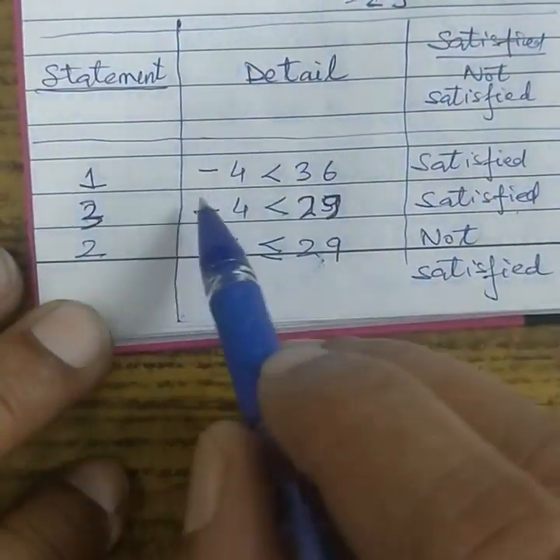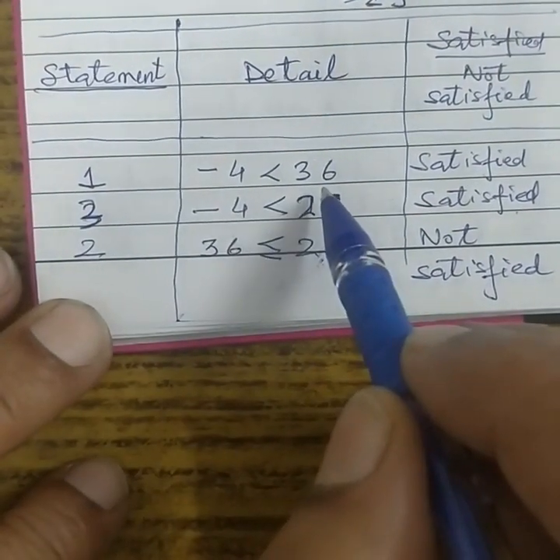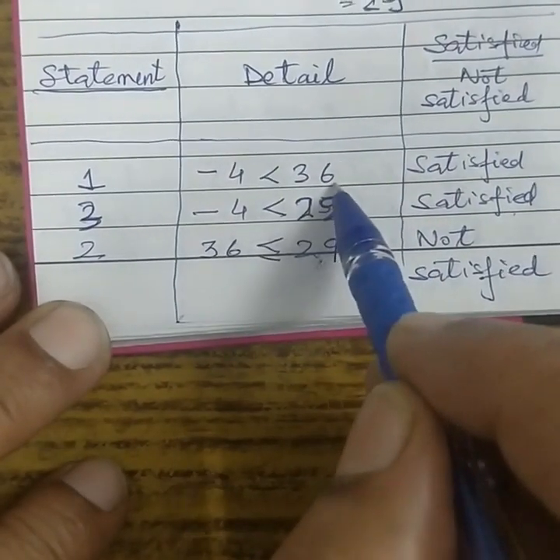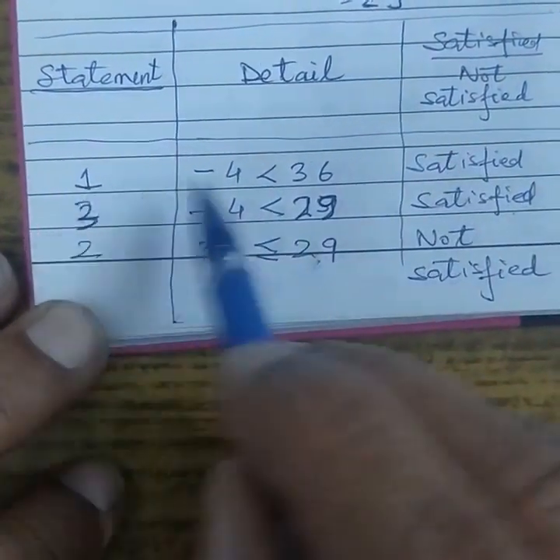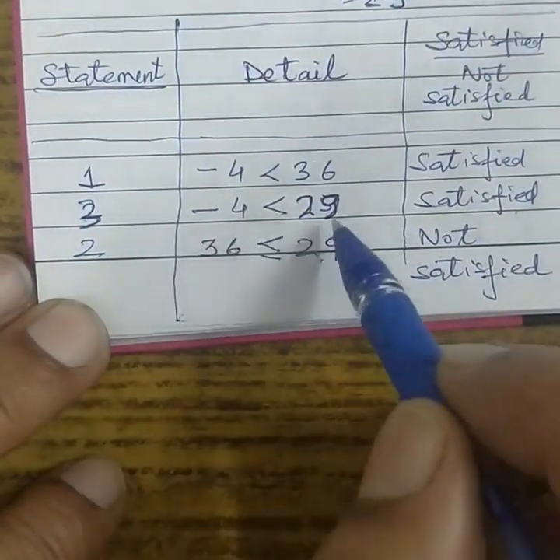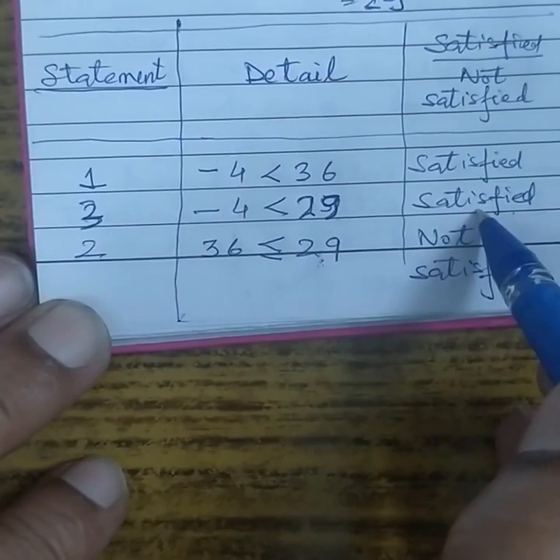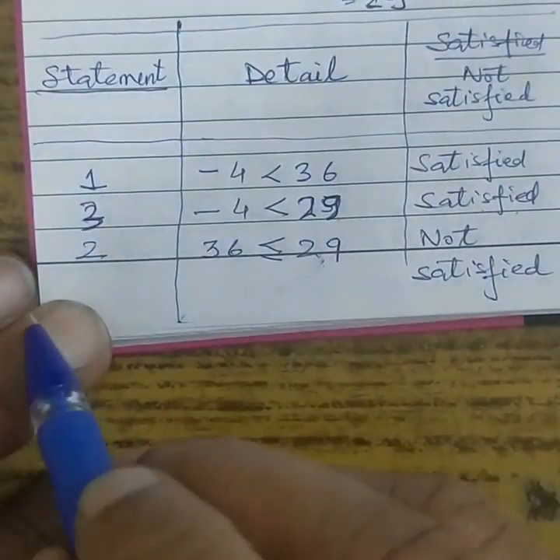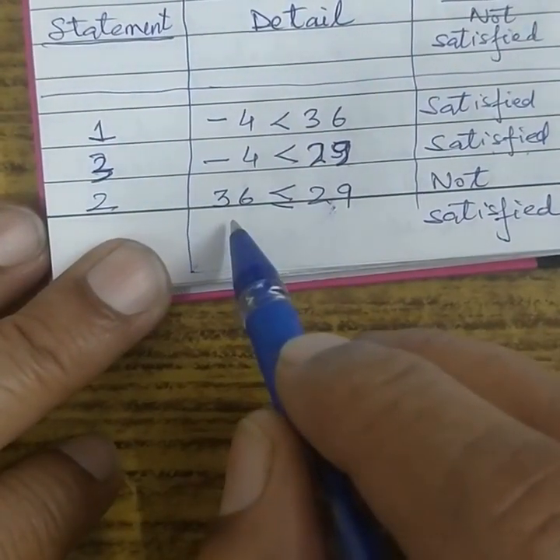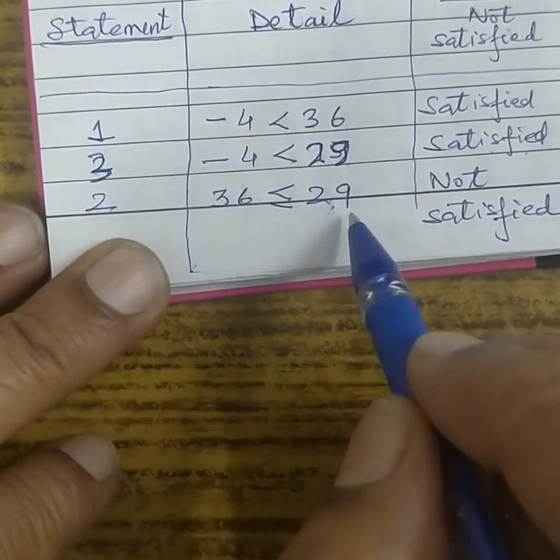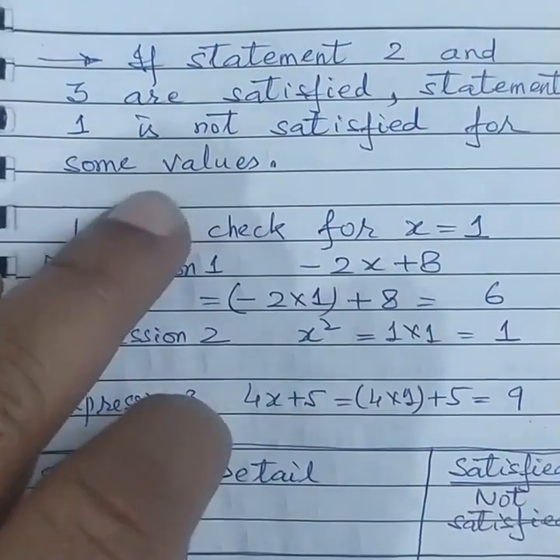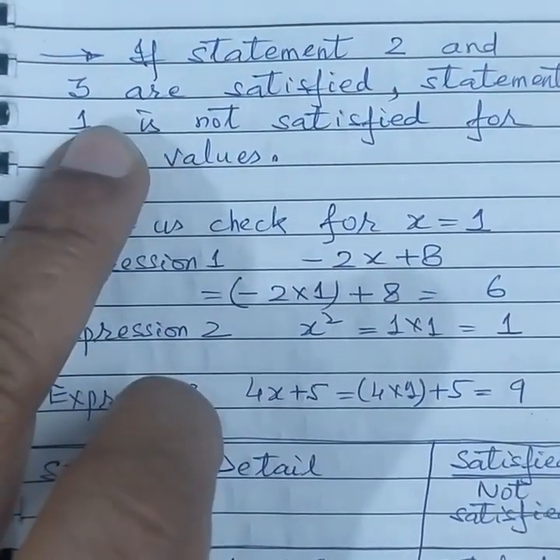Now let us check the statements. Statement 1 is expression 1 is less than expression 2. That is minus 4 is less than 36. This statement is satisfied. Statement 3 is minus 4 less than 29. This statement is also satisfied. Now let us check statement 2. Statement 2 is 36 is less than or equal to 29. This statement is not satisfied.